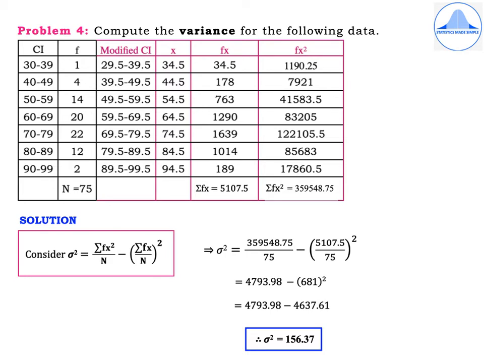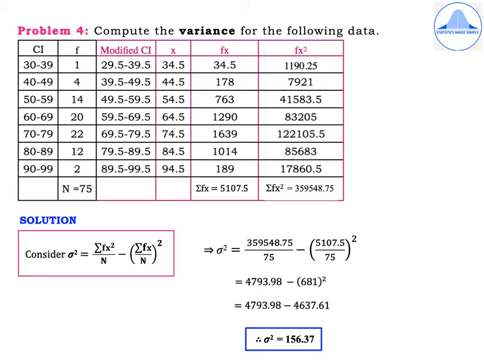Now below the table, write solution. Now the question is to find out the variance. So variance will not have the root. It is denoted by sigma square and the formula is summation fx square by n minus summation fx by n the whole square. In the table, we'll form two more columns which are fx and fx square. So fx values are 34.5, 178, 763, 1290, 1639, 1014, 189 and summation fx is 5107.5.